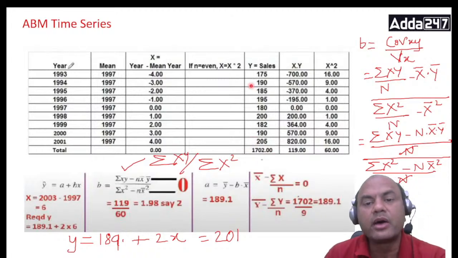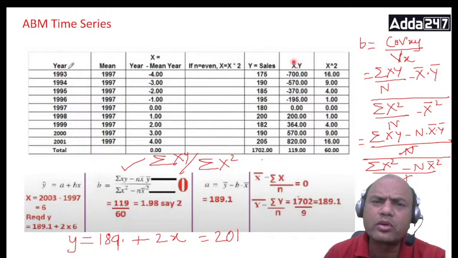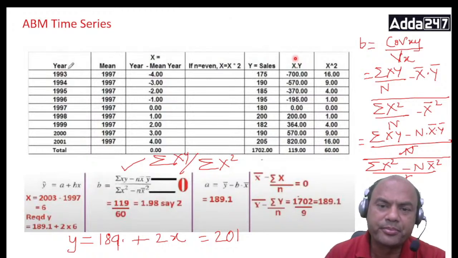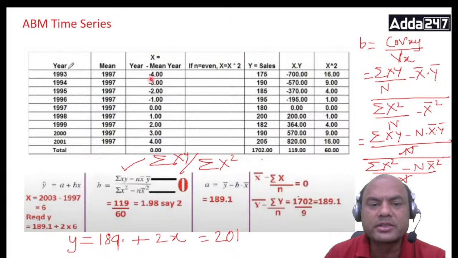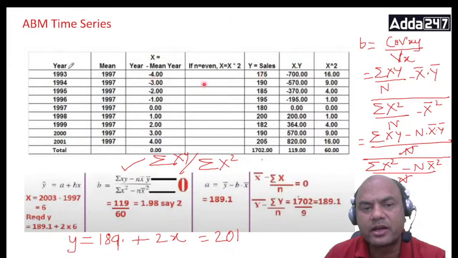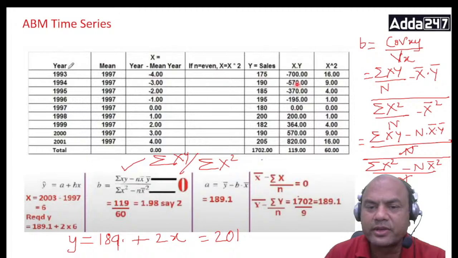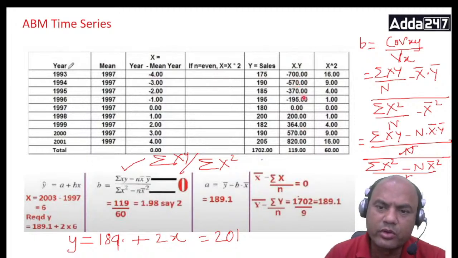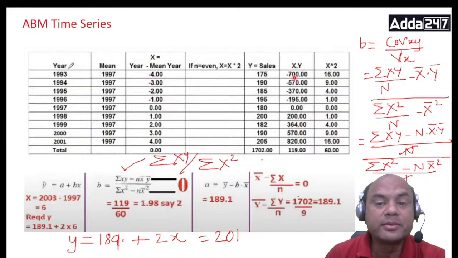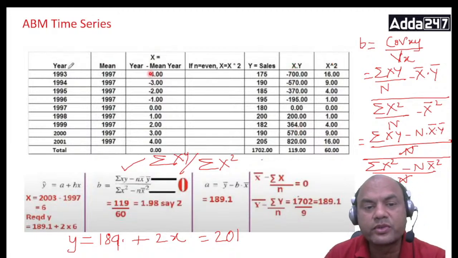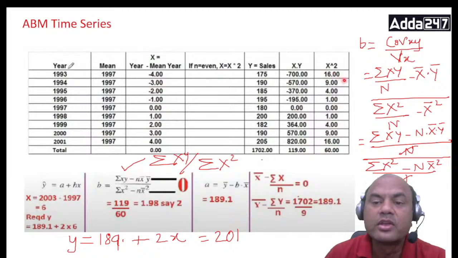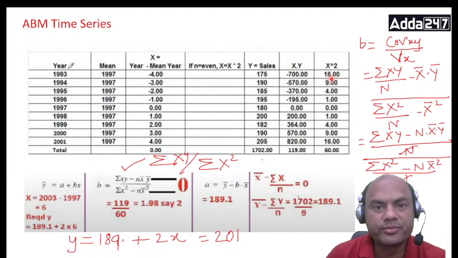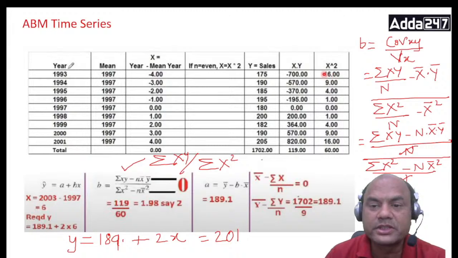Now, next part. Multiply xy, similar to correlation. So, x into y. Multiply this. Minus 4 into 175, minus 700. Minus 3 into 190, minus 570, and so on. Do it for all. Similarly, x square. Look at this. Minus 4 square, minus 3 square. Square will always be positive, let it be minus or plus. That's why you are seeing 16 over here and 16 over here also, 9 over here, 9 over here. So you'll do this total, you'll get summation x square as 60.